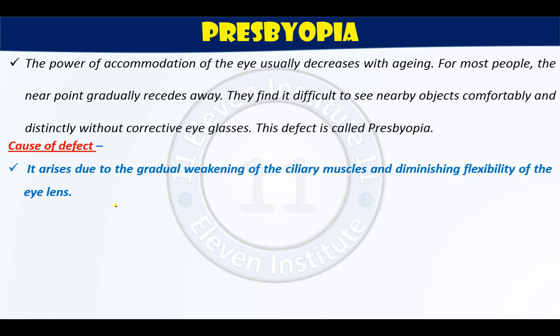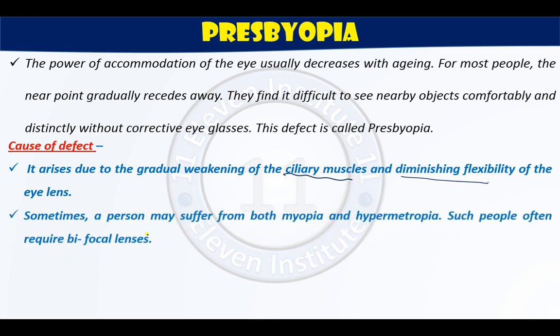Cause of the defect: due to gradual weakening of ciliary muscles and diminishing flexibility of the eye lens. Right, the eye lens does not become thick as per the requirement. Why does the eye lens not become thick as per the requirement? Because the ciliary muscles are not doing so. Right, this is the main reason for this defect, that there is loss of contraction and relaxation of ciliary muscles. The flexibility has been reduced.